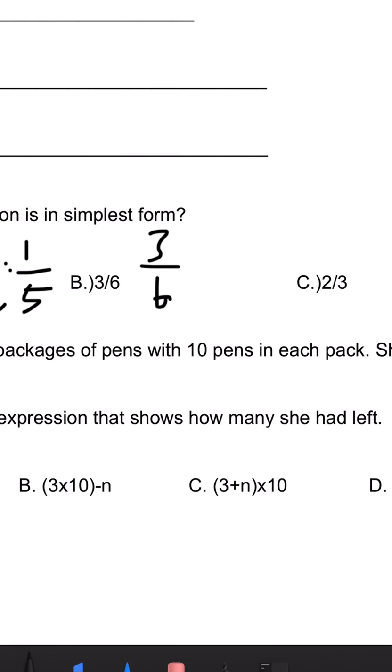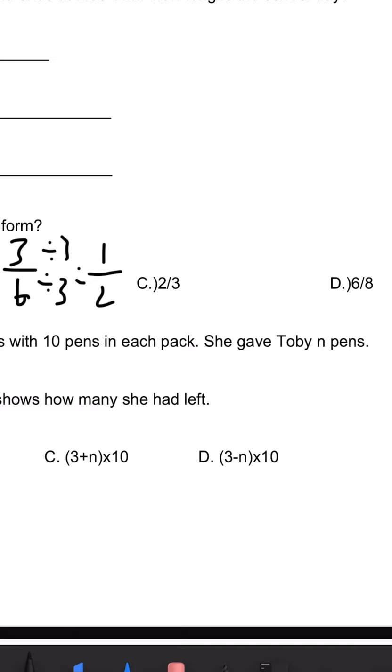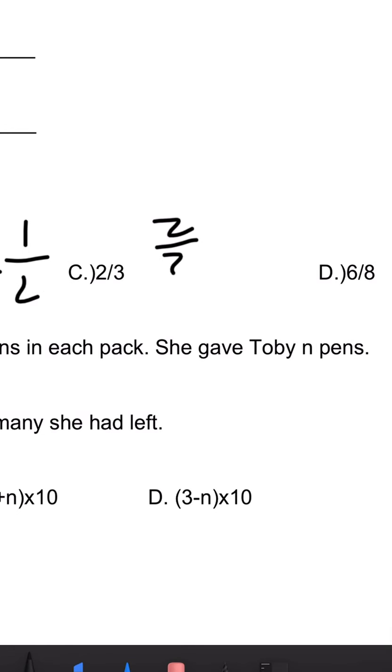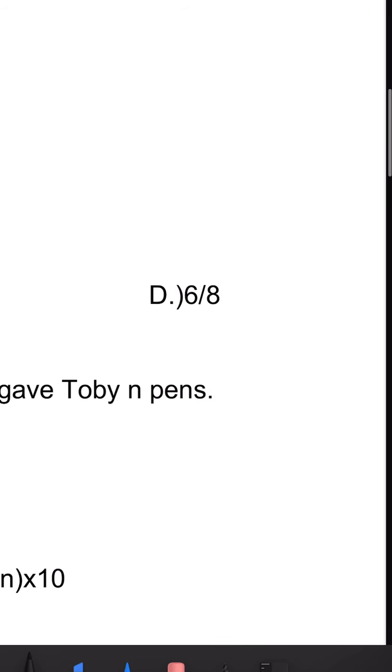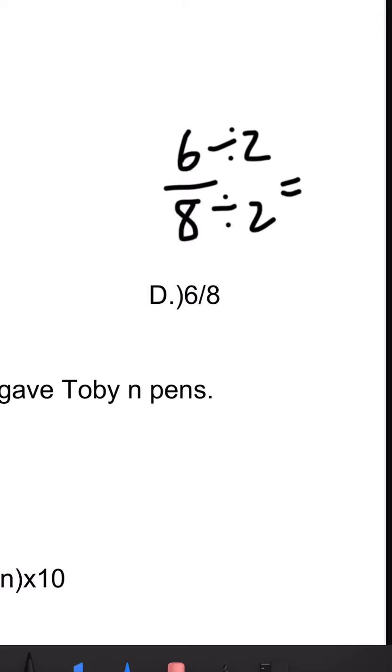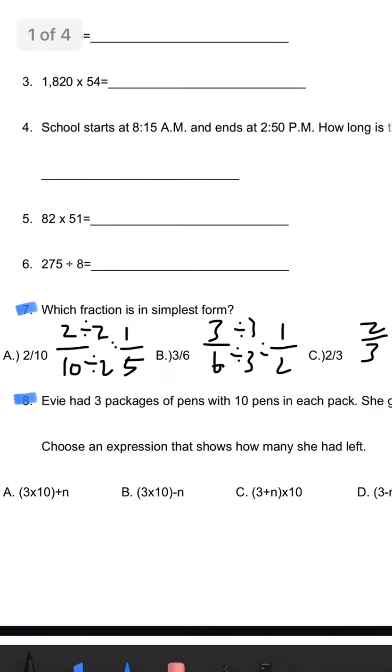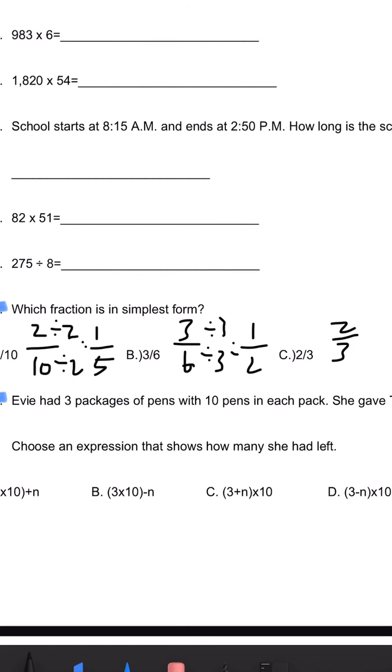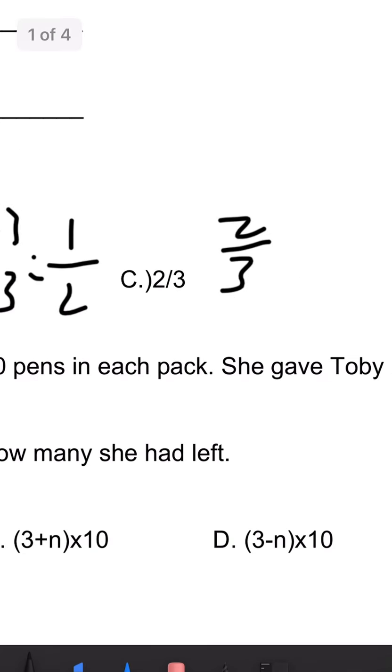3/6 again can be reduced by dividing by 3, and you get 1/2. Answer choice C, 2/3 cannot be reduced. And answer choice D, 6 over 8 can be divided by 2 on top and bottom, and you get 3/4. So it's asking which fraction is in simplest form already, so we know that our answer is answer choice C.